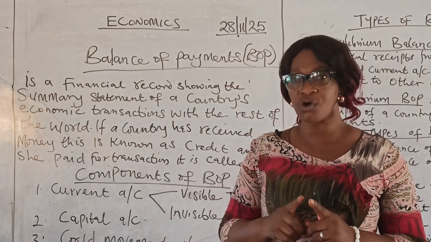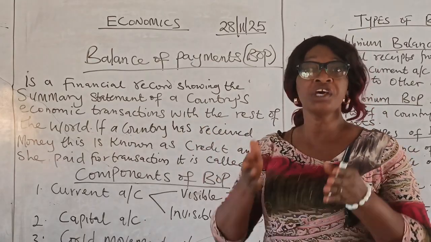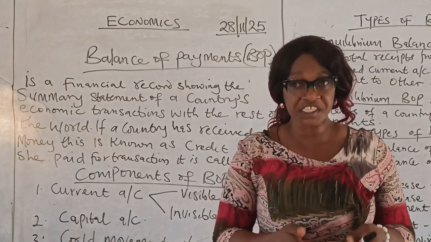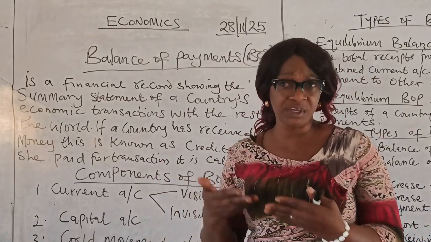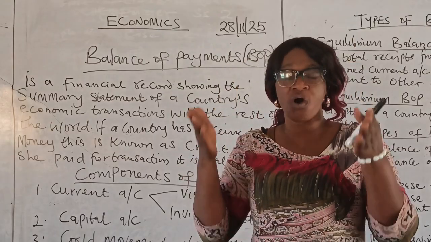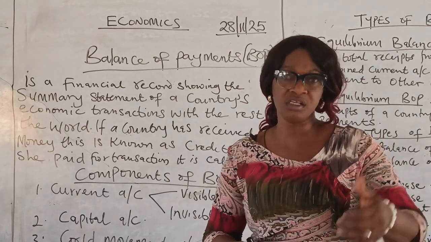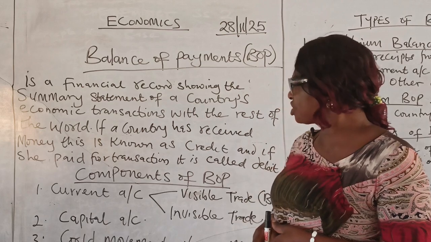And one thing I want you to note also is that balance of payments is a yearly affair. For example, this year is 2025. So all the economic activities or transactions of the government this year is what will come on balance of payments, not in the previous year. It's only this year. So we continue.